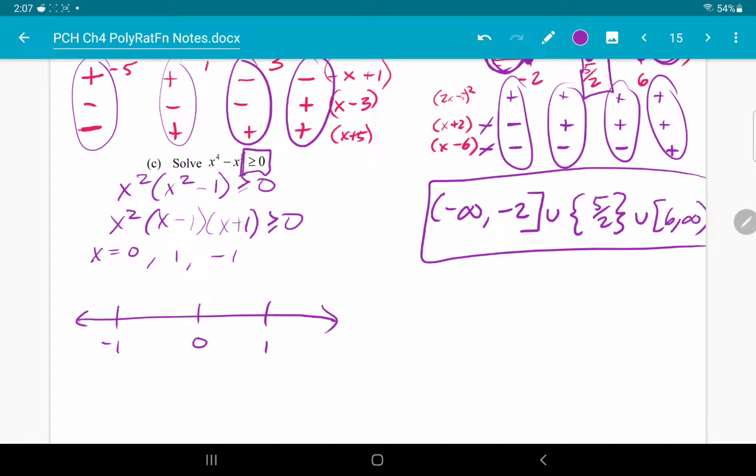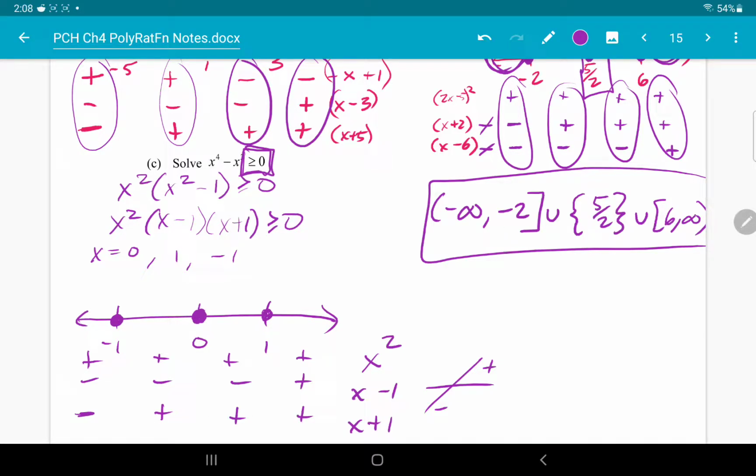I have greater than or equal to, so I can include my zeros. Go ahead and give those closed circles. And then let's go ahead and do our process again. X squared, x minus 1, x plus 1. So since x squared is always positive, we'll have always positive everywhere. X minus 1, that's a slope going up. It'll go from negative to positive when we reach the value of 1. So negative, negative, negative, positive. And then same thing for x plus 1, but this time negative until we reach negative 1, and then positive thereafter.